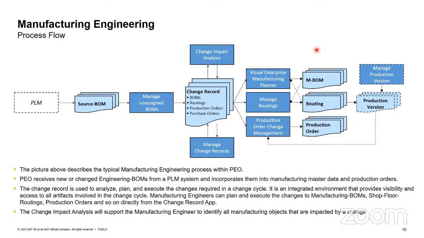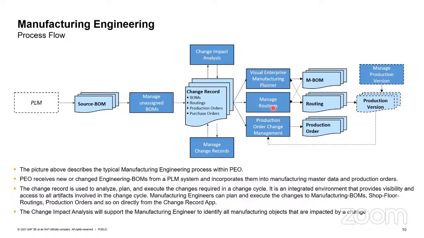We can use it for creating BOM, and also for routing, the manage shop floor routing app is there. So in material BOM, we can create it from Visual Enterprise Manufacturing Planner also, like conversion of each BOM. We will see that in this process flow. Okay. So going to the process flow.